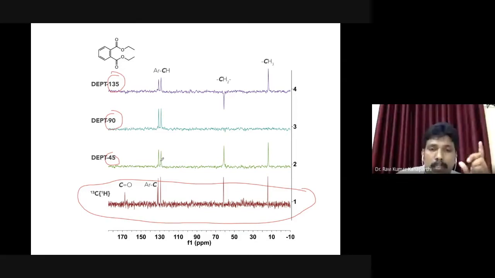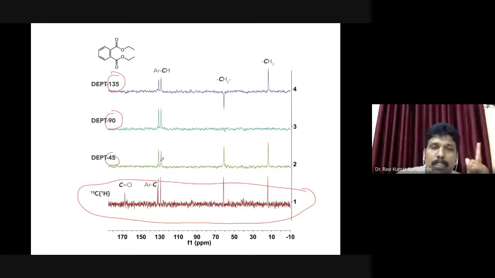CH3, right? That signal we will obtain. Similarly, we will also get secondary, that is CH2, and tertiary, that is CH. So these are 3 signals we can see. Okay, that is point number 1.